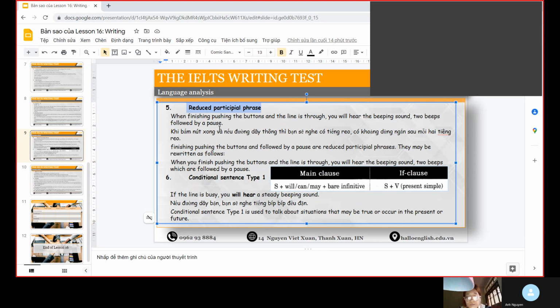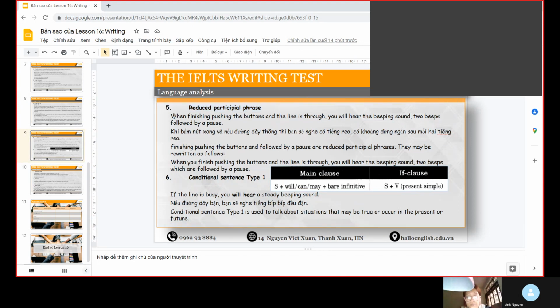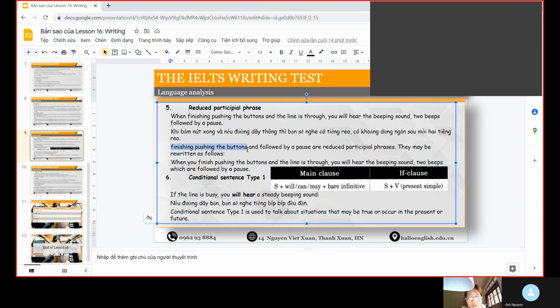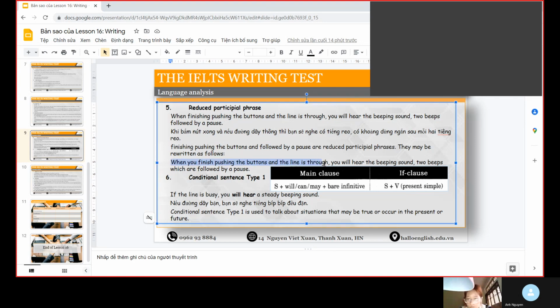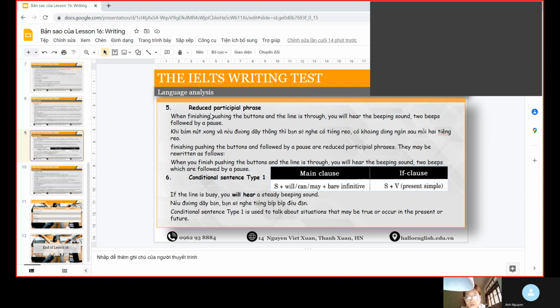Next, reduced participle phrase. What is a reduced participle phrase? Here's an example. "When finishing pushing the buttons and the line is through, you will hear the peeping sound, 2 beeps followed by a pause." What are the reduced participle phrases? "Finishing pushing the buttons" and "followed by a pause." They can be written as, "When you finish pushing the buttons and the line is through, you will hear the peeping sound, 2 peeps which are followed by the pause." This is the full version of this sentence. You can choose to write it all out, or use the reduced participle phrase like "finishing pushing the buttons, 2 peeps followed by a pause."